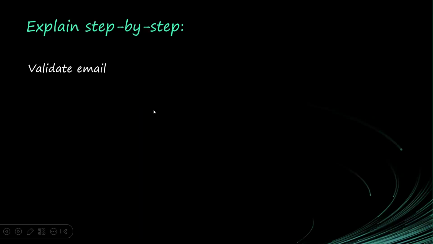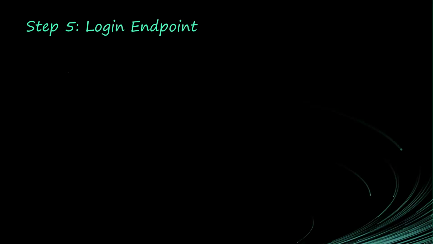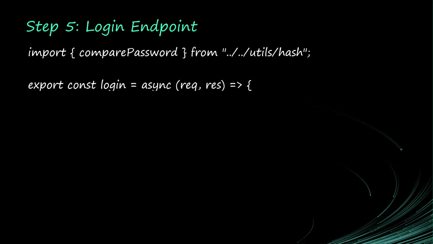So now I have already explained every one of these things. We are validating the email, we are hashing the password, we are creating the user, we are also auto creating the wallet, and we are returning a JWT token. So now there are a couple of things we need to do before we do the testing. Don't bother. So let's go to the login. Let's also create the login part.